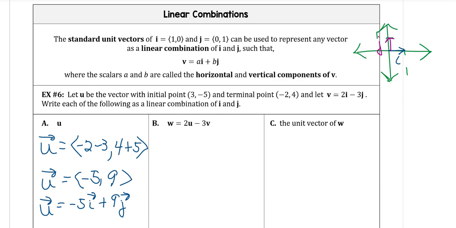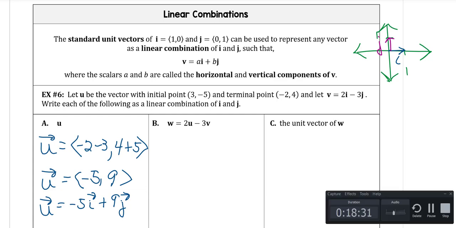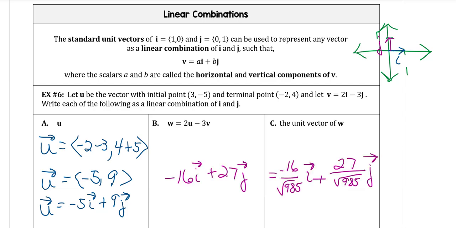Okay, I'm going to pause for a minute, take some time to figure out these two, and then, okay, here are the solutions to part B and C of exercise 6. And I am going to end this video here and then finish up the rest of the lesson with the second video.